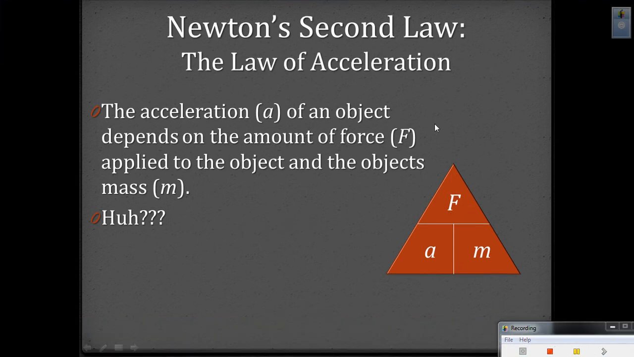So, continue on here. This is exactly what we just came by. You have your acceleration here, and what's left is your force over your mass. If you're looking for the mass, what's left is your force over acceleration. And finally, if you're looking for your force, you have your mass times your acceleration.